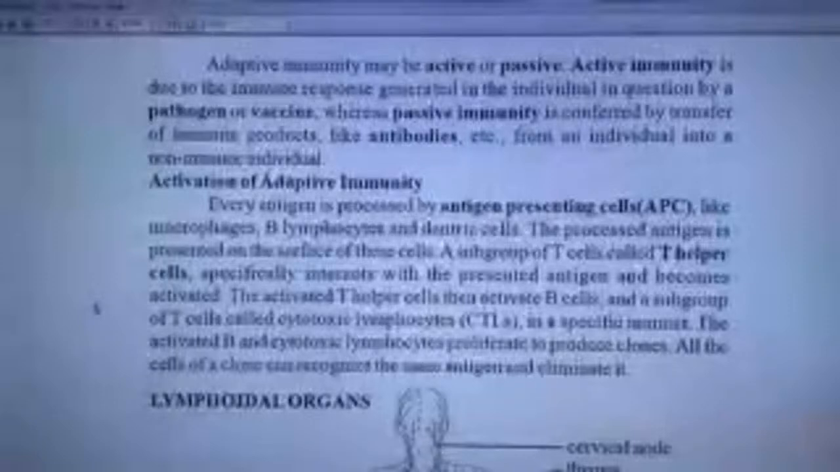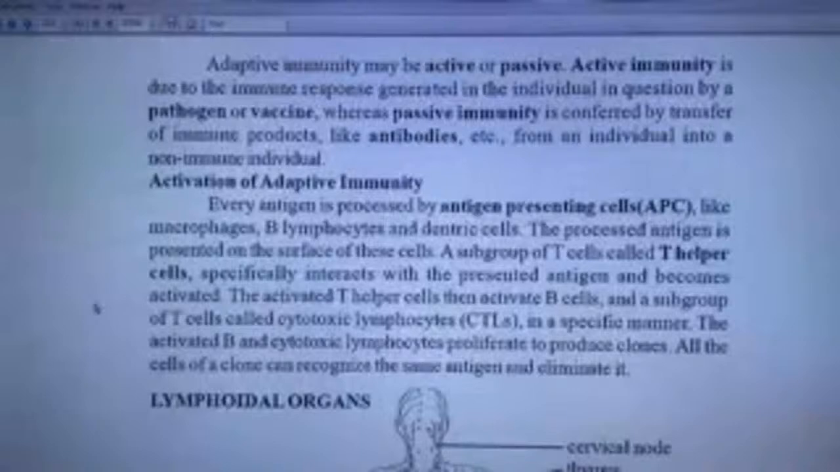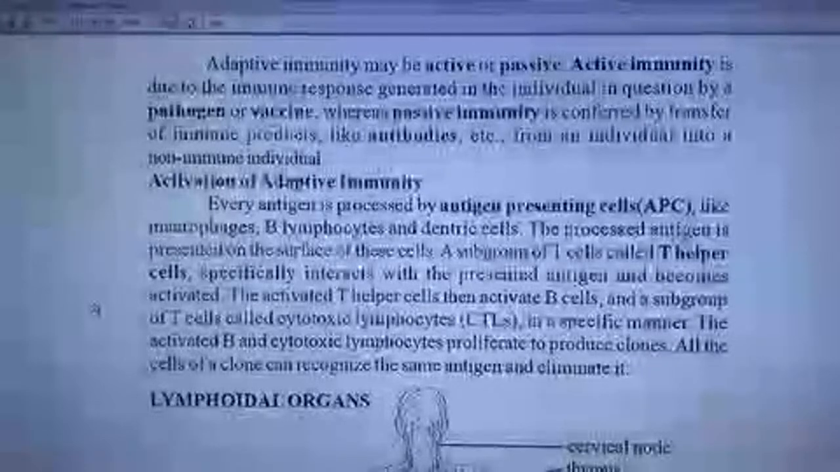Adaptive immunity may be active or passive. Active immunity is due to an immune response generated in the individual in question by a pathogen or vaccine, whereas in passive immunity, a specific immunity is conferred by transfer, of antibodies for example, from an individual into a non-immune individual.